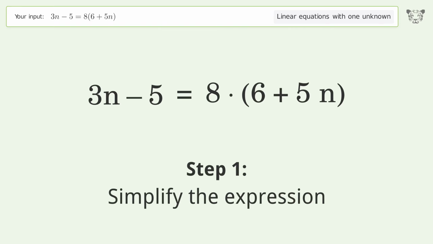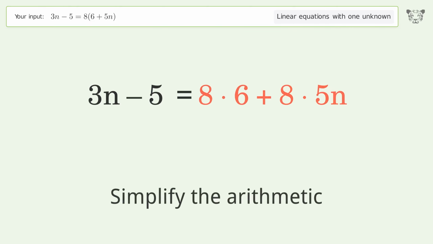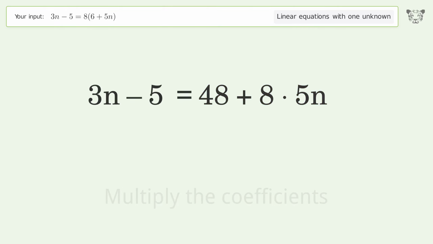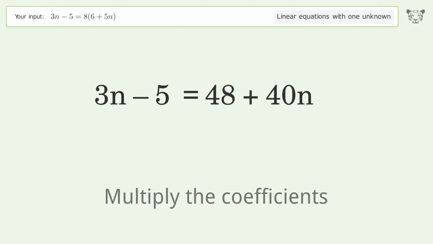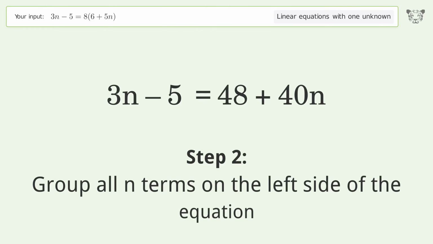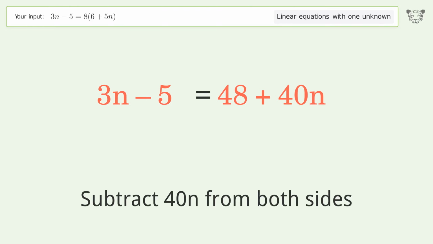Simplify the expression. Expand the parentheses. Simplify the arithmetic. Multiply the coefficients. Group all n terms on the left side of the equation. Subtract 40n from both sides.